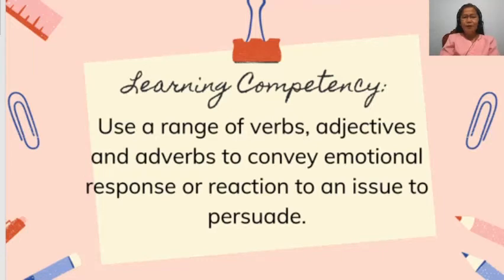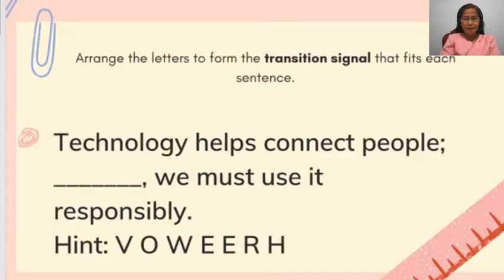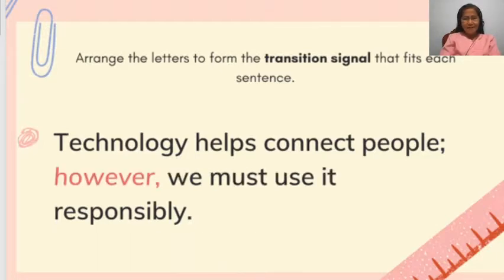But before going to our main lesson, let us refresh our knowledge about our past lesson on transition signals by answering this activity. Number 1. You're going to arrange the letters to form the transition signal that fits each sentence. The first one is, technology helps connect people. Blank, we must use it responsibly. What's your answer? Okay, very good. The answer is, however. Technology helps connect people. However, we must use it responsibly.